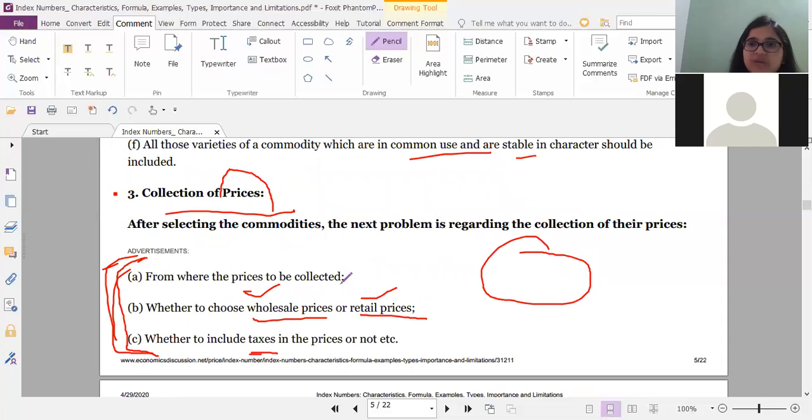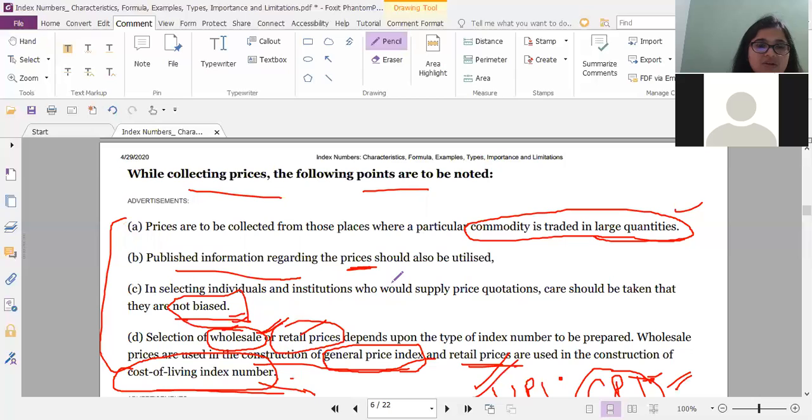The third step will be collection of prices, right? So how do you collect the prices? From where the price is to be collected, and whether you should go for wholesale price or retail price. This is another question. And whether you should include the taxes or not. So what do you need to keep in mind while collecting the prices? Whatever prices you're taking of any commodity, that commodity should be traded in large quantities. The information published of the prices should be utilized, and it should not be biased, whatever information you're getting.